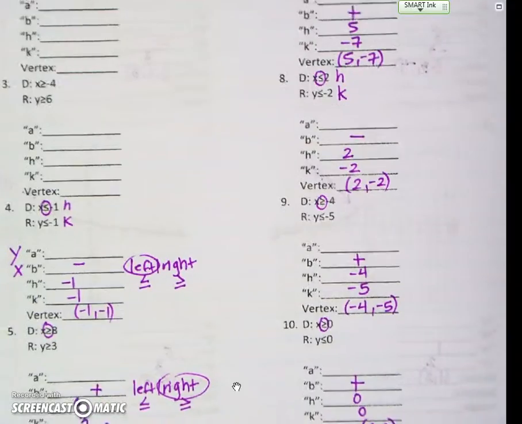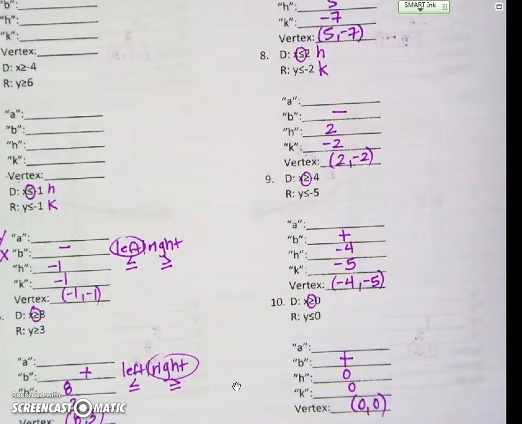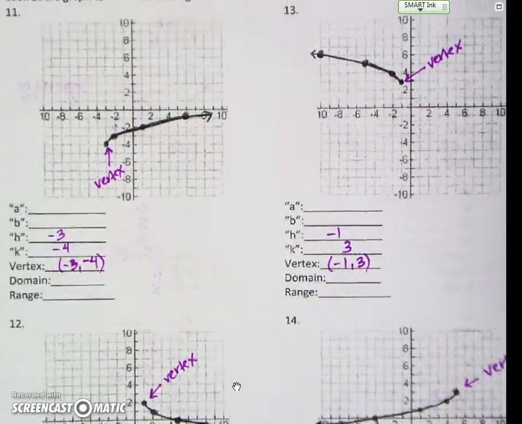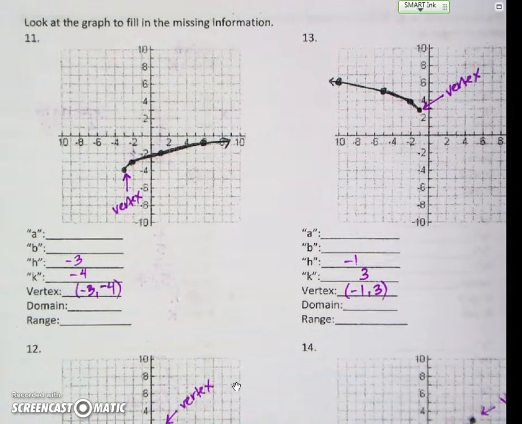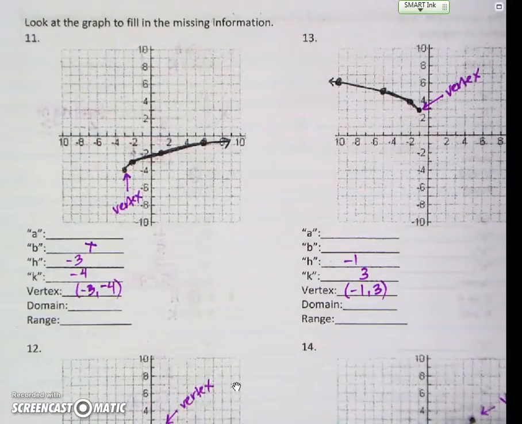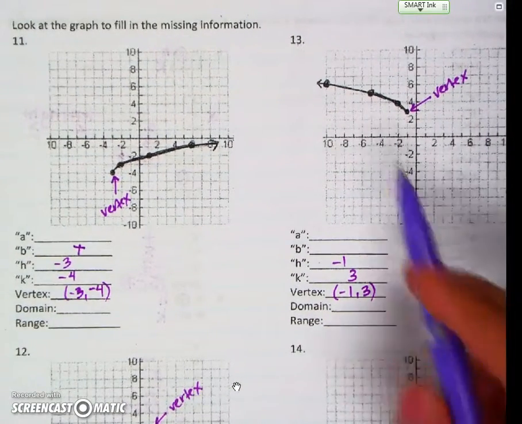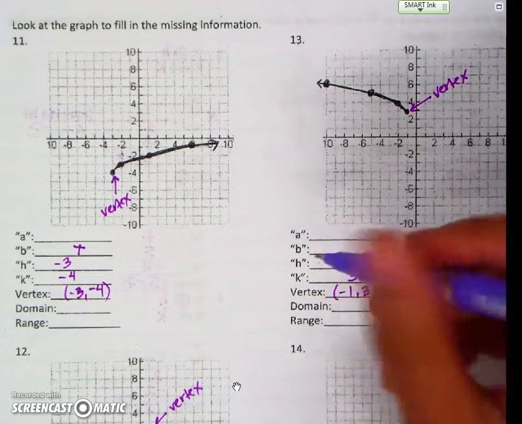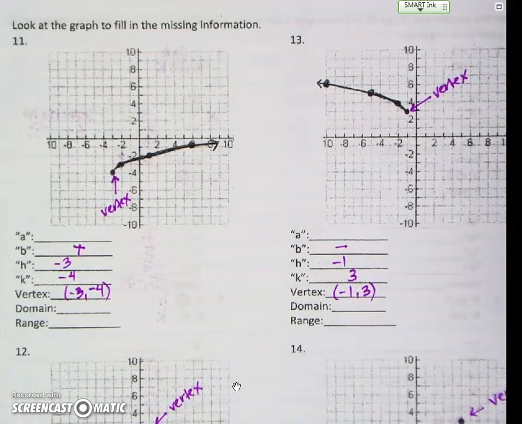So 8 is negative, 9 is positive, 10 is positive. Go to the back. On number 11, is my graph pointing to the left or to the right? It's pointing to the right, so B is positive. On number 13, is it pointing to the left or to the right? To the left, so that means that B is negative.